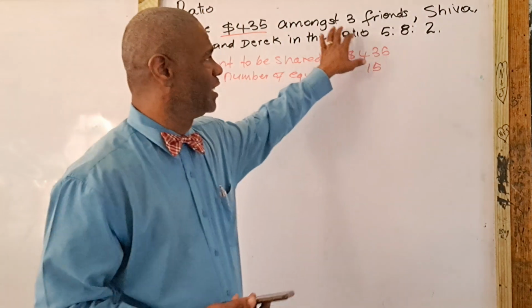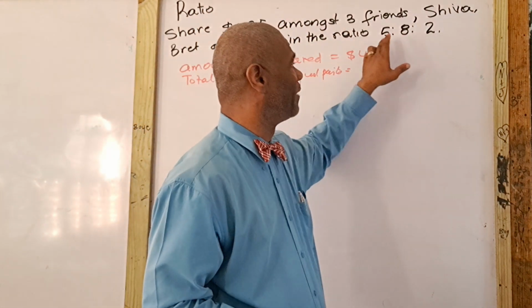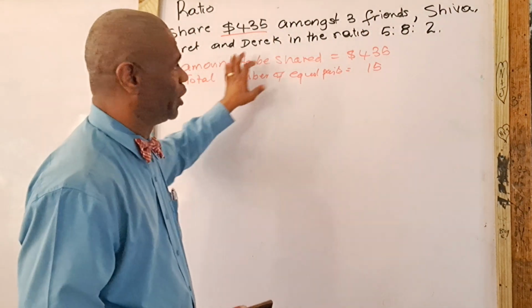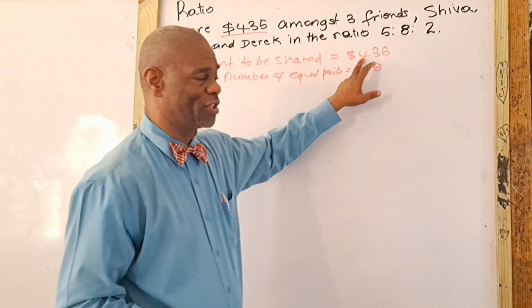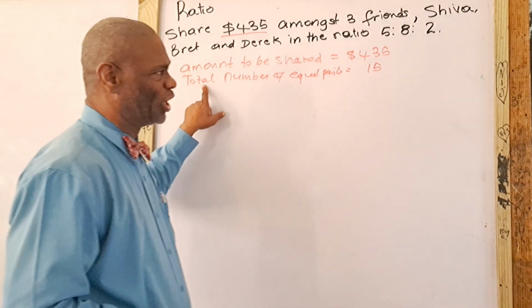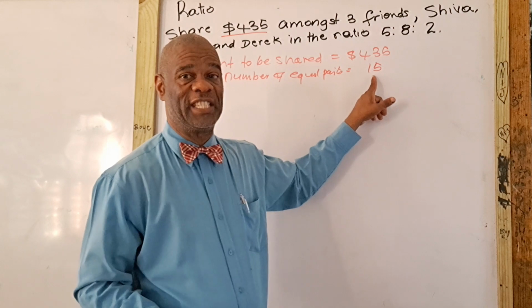So remember we said we add up the ratio in which the money is to be shared. So 8 plus 2, 10, and 5, 15. So that's 15 parts. And then we are sharing it for 3 persons. Now the total amount of money to be shared is $435, and the total number of parts it is to be shared in is 15.